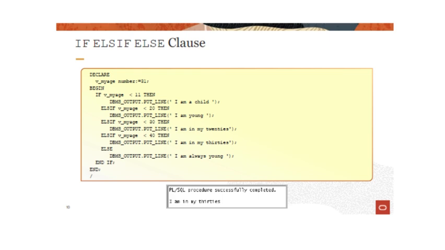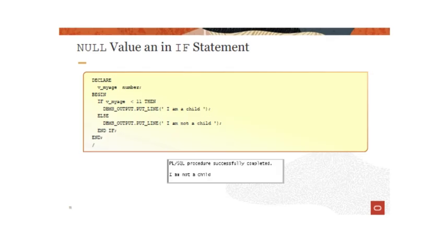When you have multiple ELSIF clauses, if the first condition is false or null, the control shifts to the next ELSIF clause. Conditions are evaluated one by one from the top. If all conditions are false or null, the statements in the ELSE clause are executed. The final ELSE clause is optional. In the example in the slide, the variable v_myAge is declared but not initialized. The condition in the IF statement returns null rather than true or false. In such a case, the control goes to the ELSE statement.